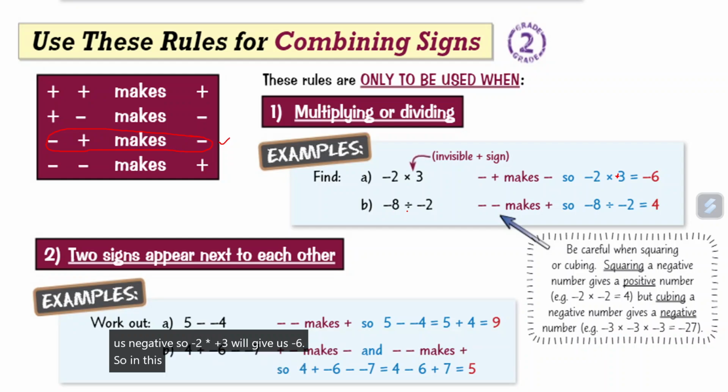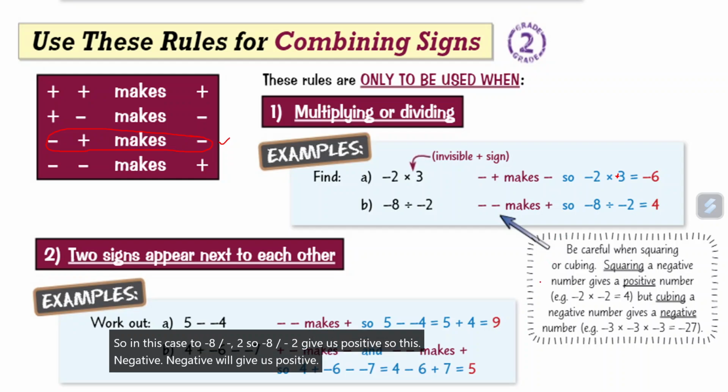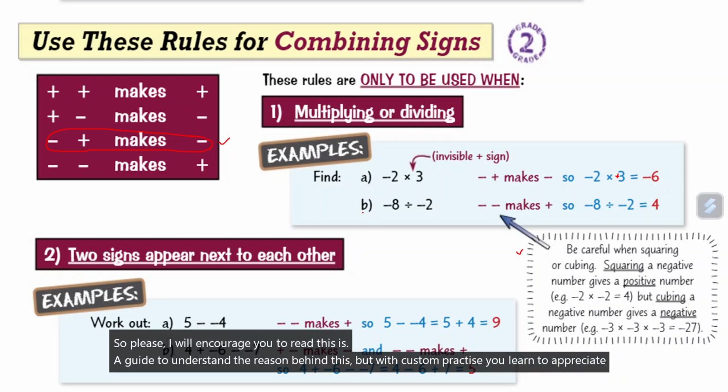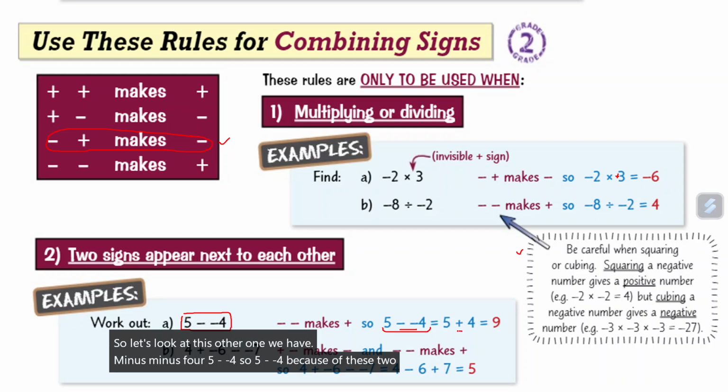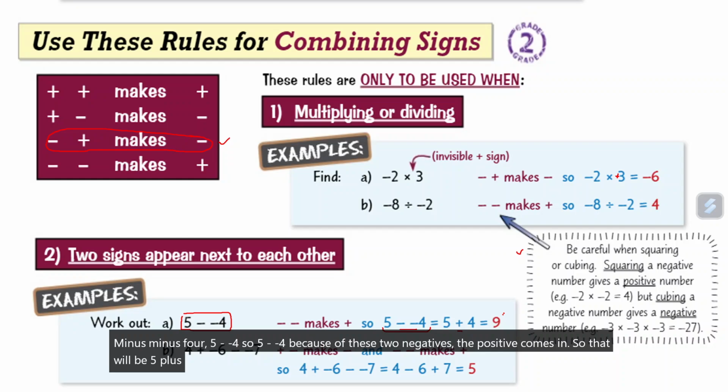In this case, we have minus 8 divided by minus 2. So minus 8 divided by minus 2 will give us positive, because negative negative will give us positive. So please, I will encourage you to read this. This is a guide to understand the reason behind this. But with constant practice, you learn to appreciate this more. So let's look at this other one. We have 5 minus minus 4. Because of these two negatives, positive comes in. So that will be 5 plus 4, which will give us 9.